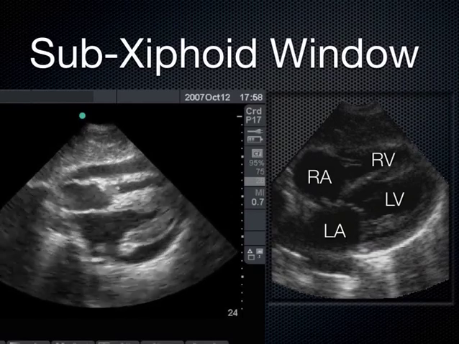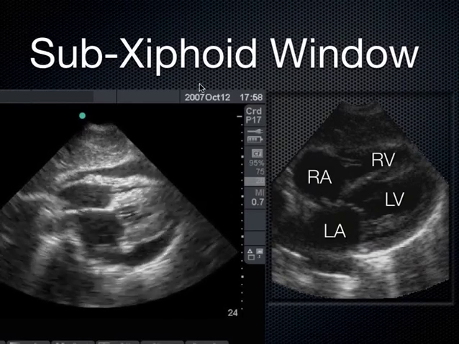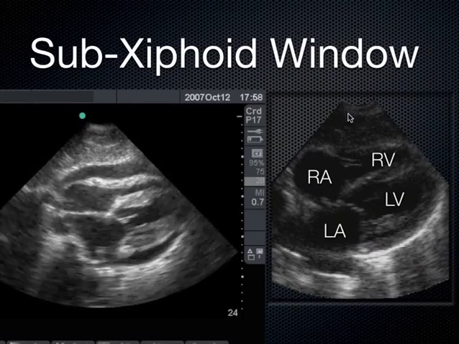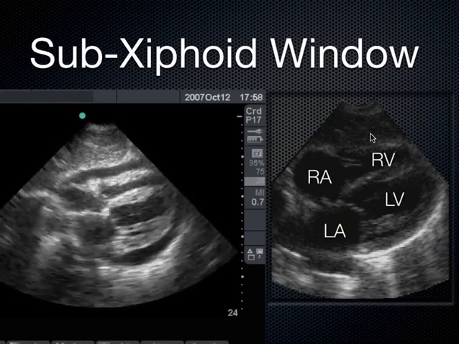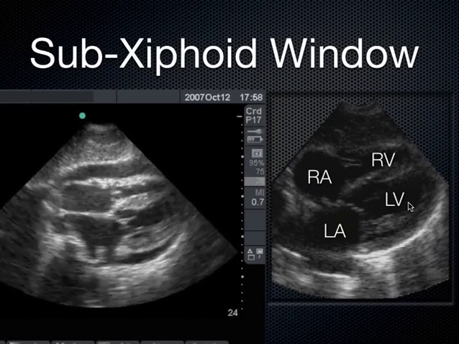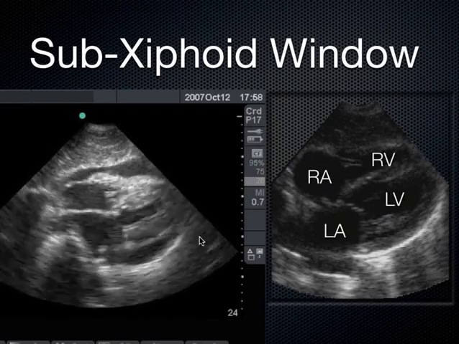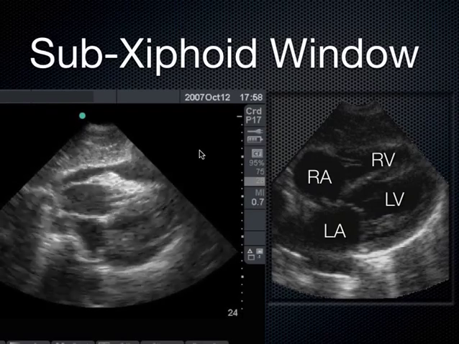I always know I'm looking at a subxiphoid view because I can see that the liver is at the top of the screen. We can see the liver up here as well. It's a four-chambered view. When I've got the indicator on the patient's right, it's a right ventricle, right atrium, left ventricle, left atrium. We can see that this heart is actually moving over here pretty well.